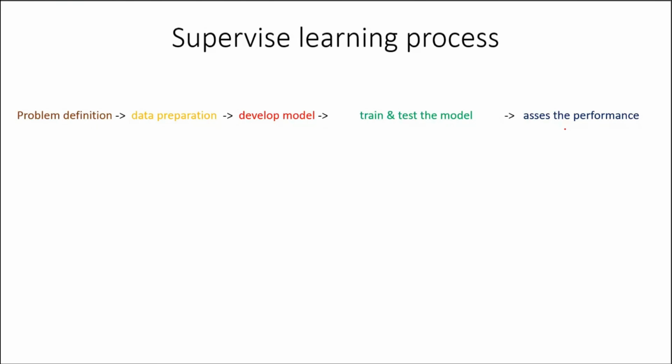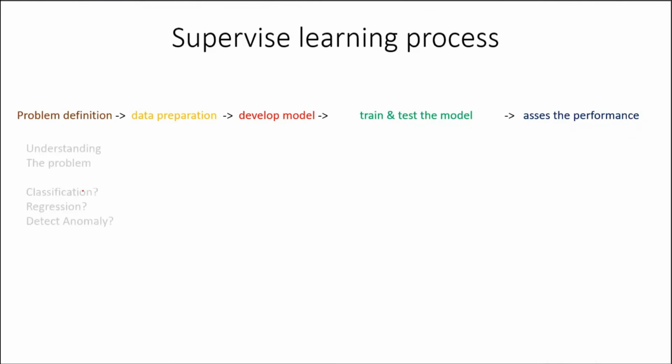All right. So the first is problem definition. The second is data preparation. Then we're going to develop the model, and we're going to train and test the model, and we're going to assess the performance. At the end of the day, you can say we have developed a very accurate model that can predict whether we can play golf or not play golf.